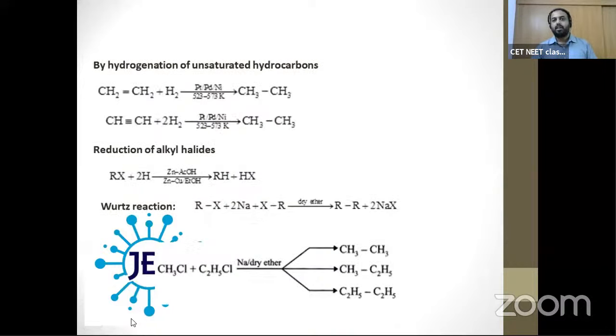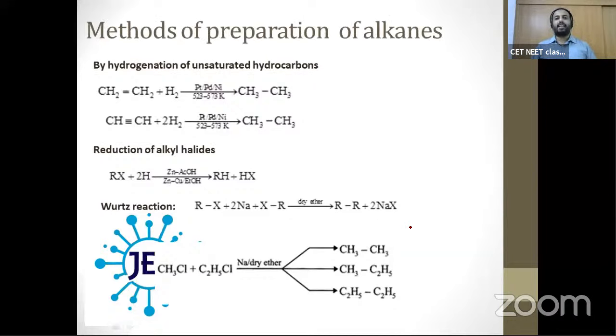Nomenclature is done, classification is done. Now, methods of preparation. How do you prepare alkanes? From here, organic reactions begin for you.